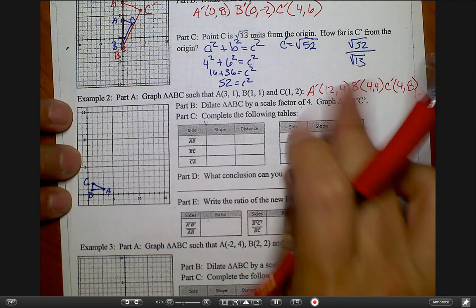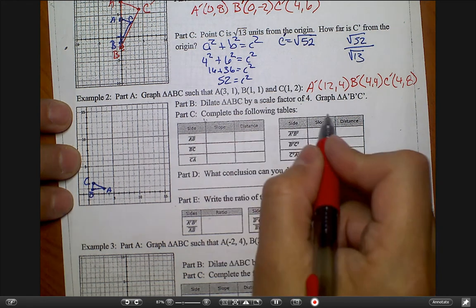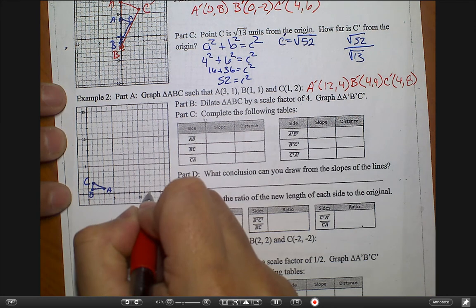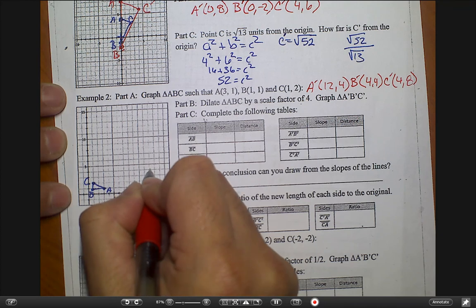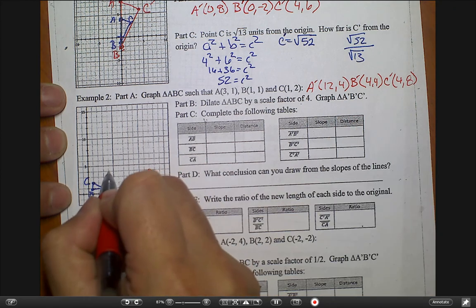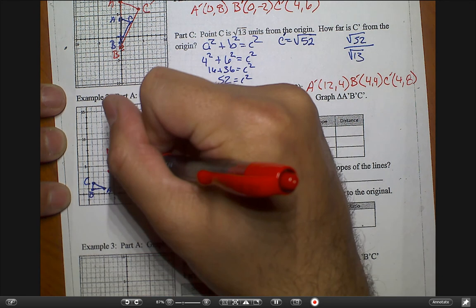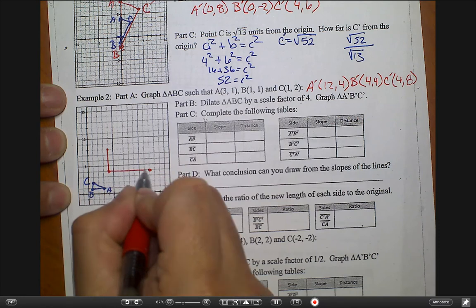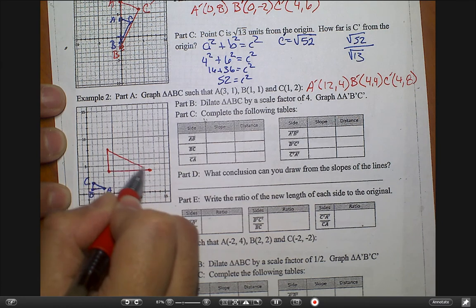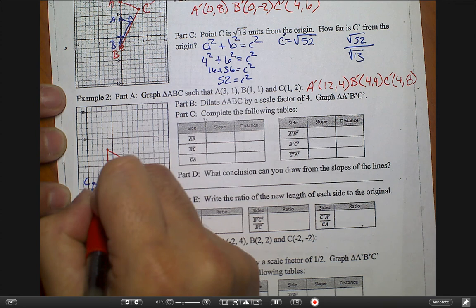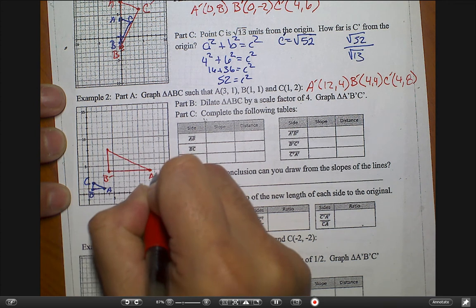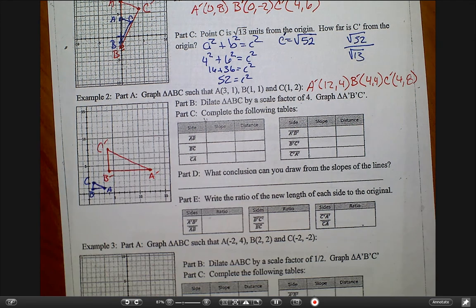So now I'm going to put those ones on my graph. So 12, 4, 4, 4, 4. All right. So now we're going to go through and do some math for this.